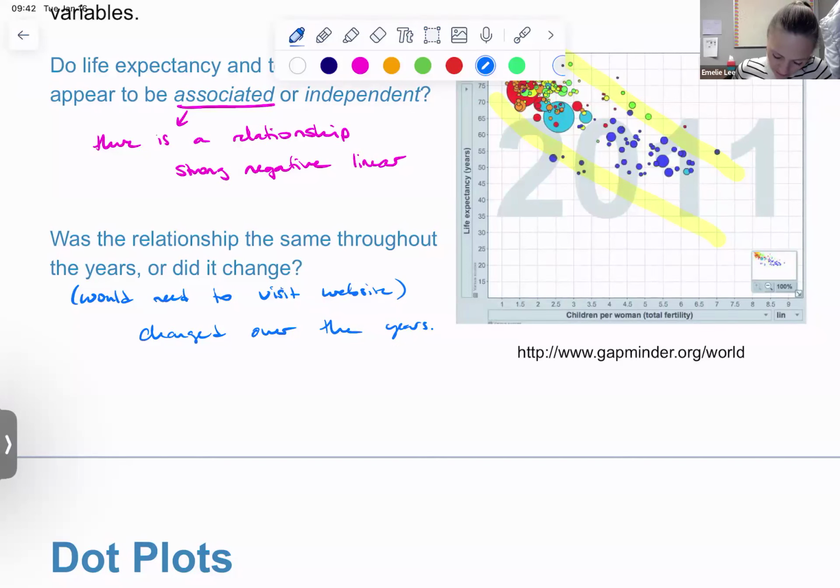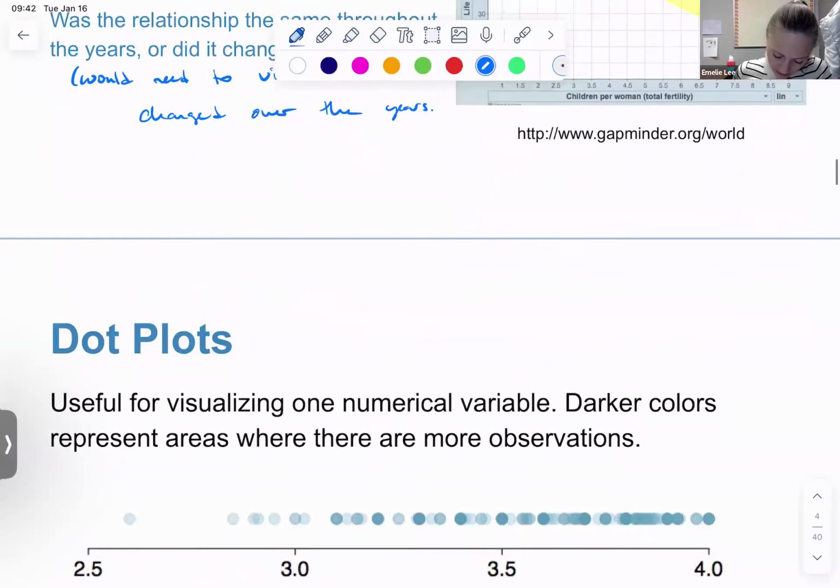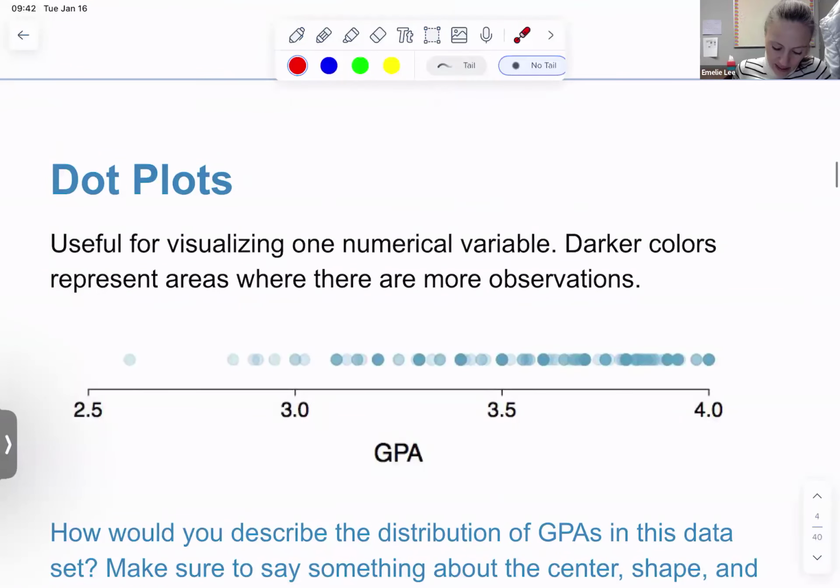Okay, so what we're going to do now is introduce just a couple of plots, but then we're going to settle in and focus on histograms. There are lots of other plots that we could use, but we're going to focus on histograms later. A couple of plots that we could use: one's called a dot plot.